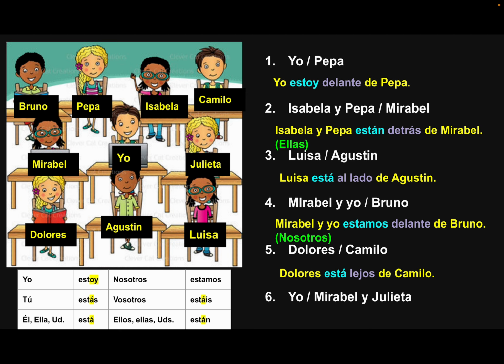And then finally you have I am where to Mirabel and Julieta. You could say you're between, or you could just say next to. Yo estoy entre, which means in between, Julieta y Mirabel. Or if you want to, just say al lado, whatever is easiest.